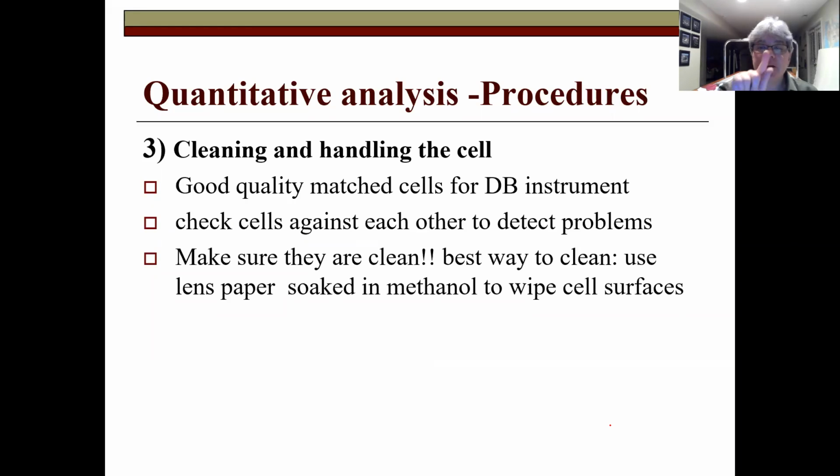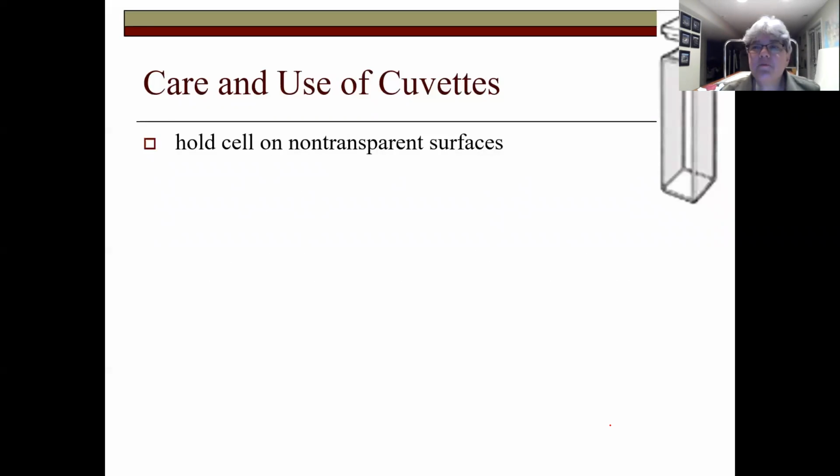Okay, so if your cell has a big fingerprint on the middle of it, then that is going to affect your measurement. So the best way to clean them is actually to use methanol with lens paper to clean the surface. Okay, so there are several things that are also important for taking care of your cells and using your cells. So the first one, they have to be clean.